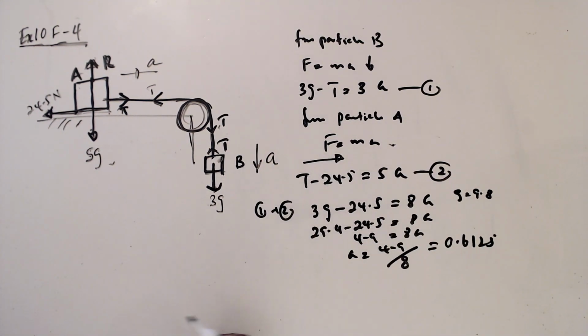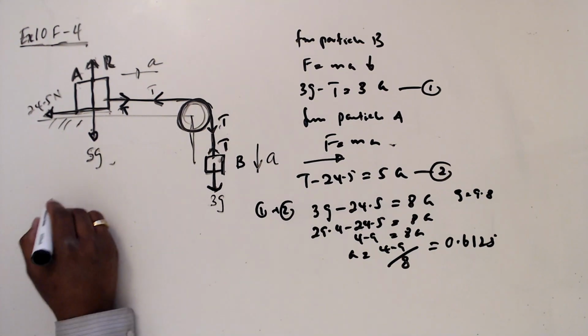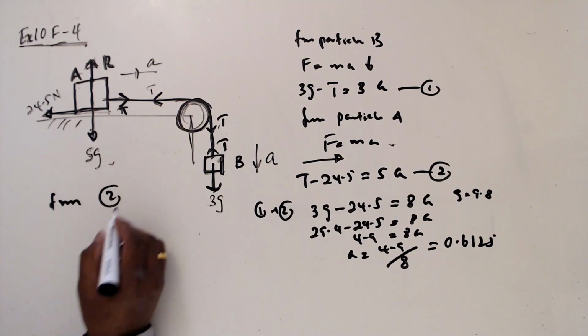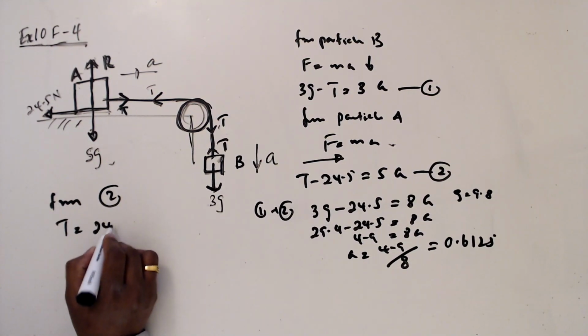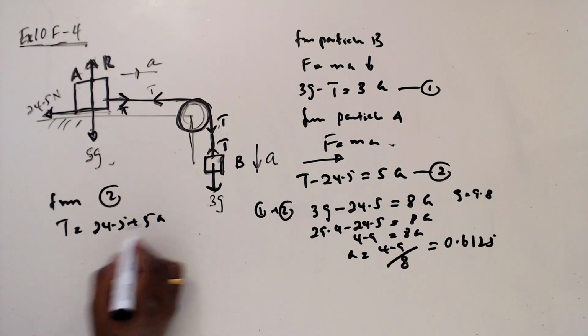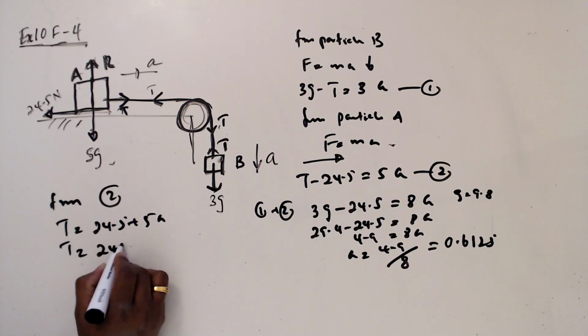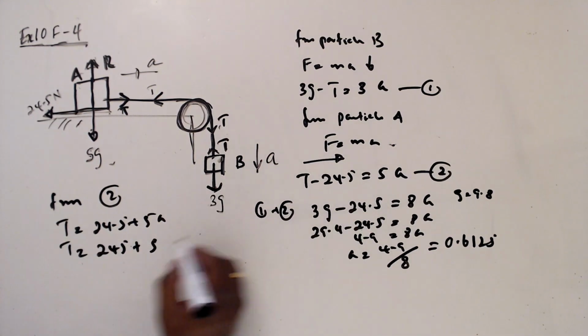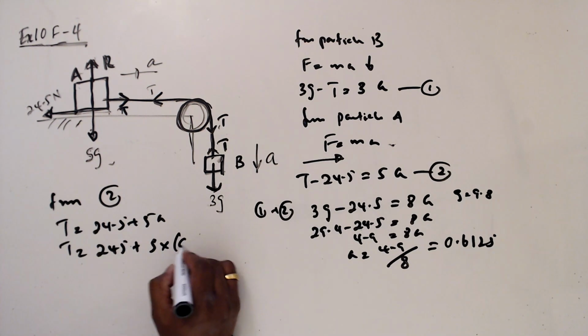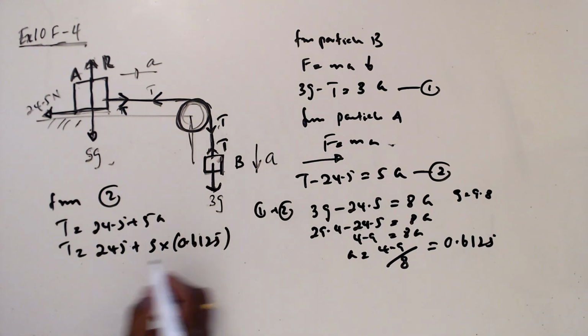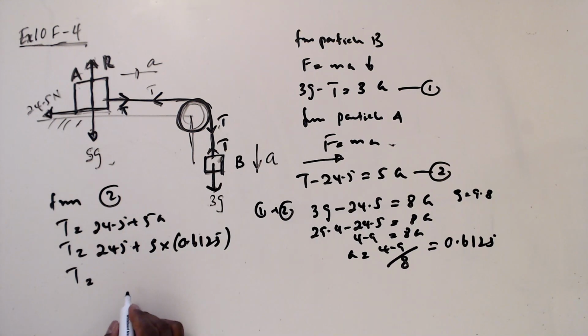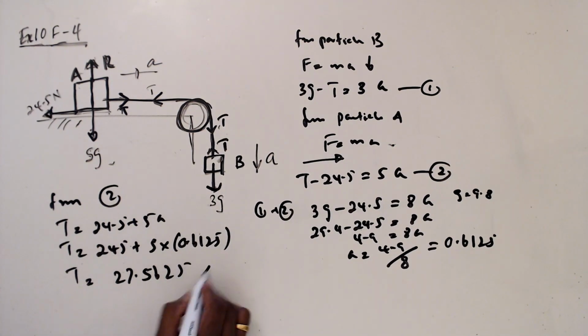And then we can find T from 1 or 2, we can use any. Let's take from 2: T equals 24.5 plus 5a. T equals 24.5 plus 5 times 0.6125, the a we found out. So T equals 27.5625.